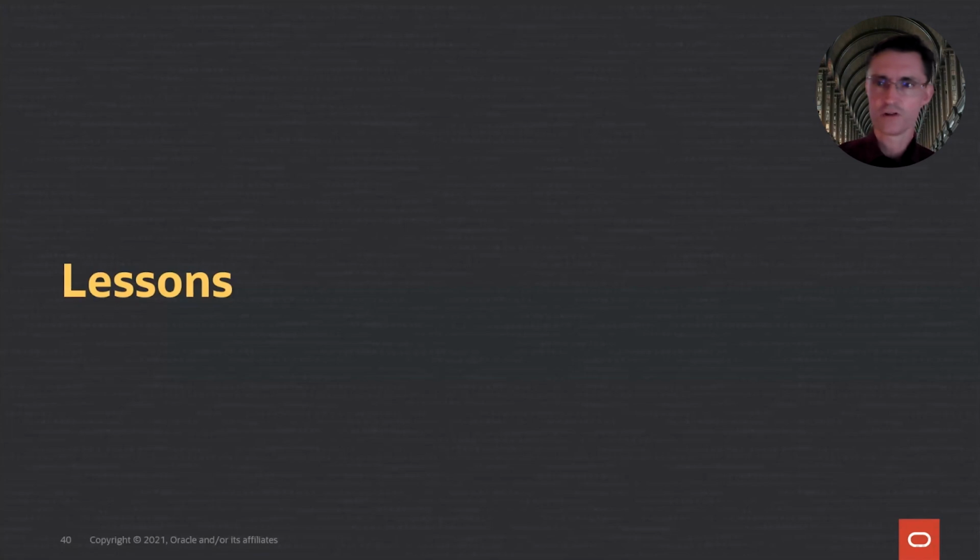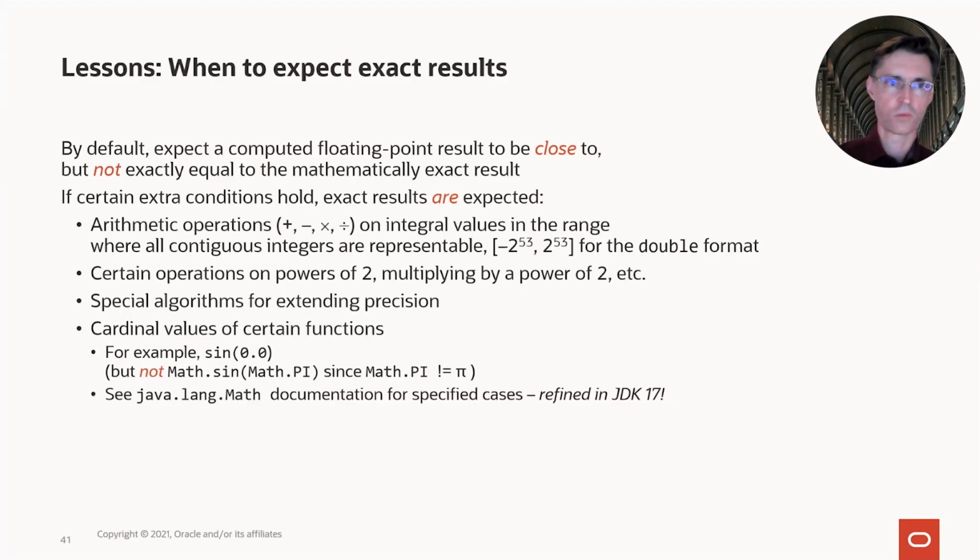So a few lessons for floating point for your numerical programming. One is knowing when to expect exact results. And by default, you should not expect floating point results to be exact. You should expect them to be close, but not exactly equal to the mathematically exact result. If certain extra conditions hold, exact results can be expected.